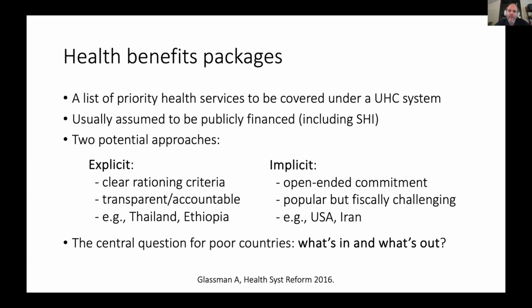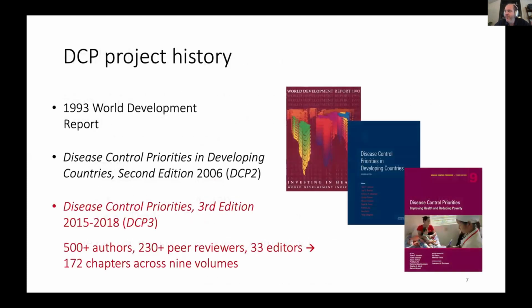And so this is really where we and the Disease Control Priorities Project step in. So Disease Control Priorities has a long history that starts with the World Development Report in 1993, which was a publication by the World Bank focused on health. And this was a very influential report that sought to popularize the use of cost effectiveness analysis and essential packages in low and middle income countries.